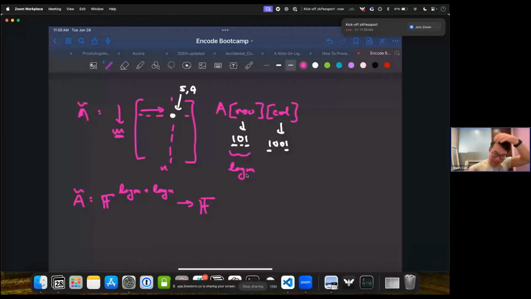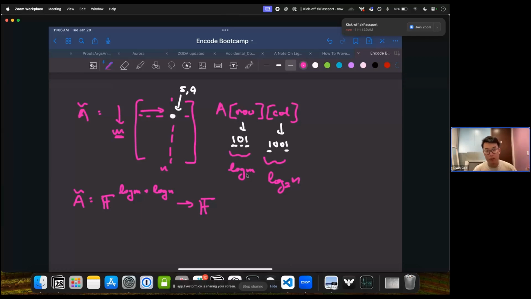Welcome back, everyone. We were talking about indexing this matrix with binary values. A tilde in this case, or even if you were to index into the original matrix A with binary values, if there are m rows, you would use log base 2 of m binary indices to index into the rows. If there are n columns, similarly, you use log base 2 of n binary indices to index into the columns.